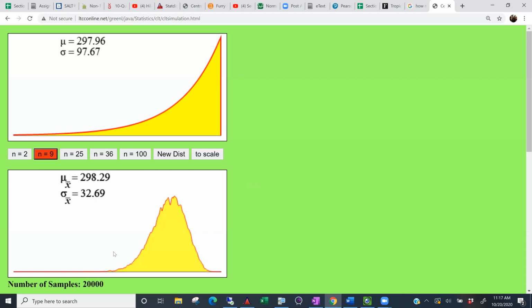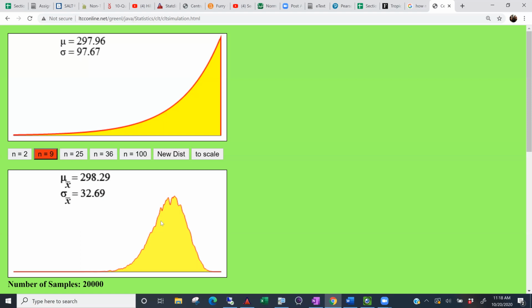So there you go. You have 20,000 samples of size 9. You calculate the mean of that distribution. This distribution of sample means for size 9 is pretty close to this one in terms of its population mean. 298, 297.96, pretty close. But what about the standard deviation here? Standard deviation has been divided by 3. If you take this and divide by 3, you get roughly this.